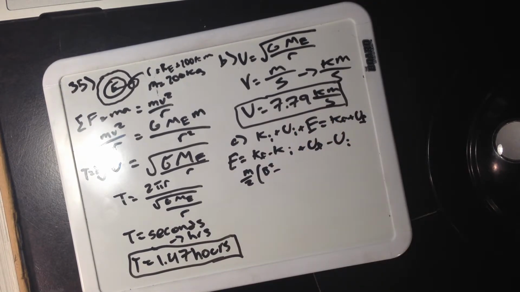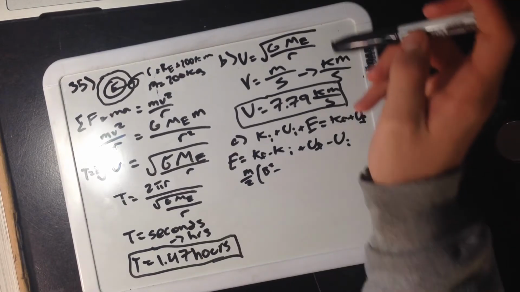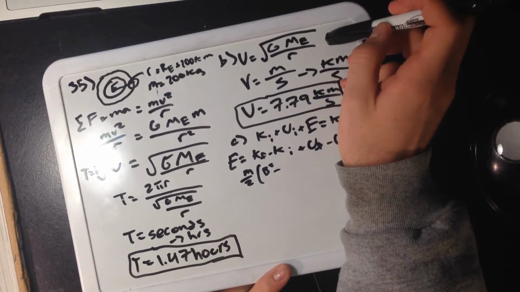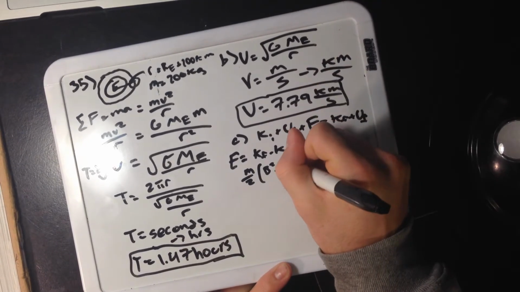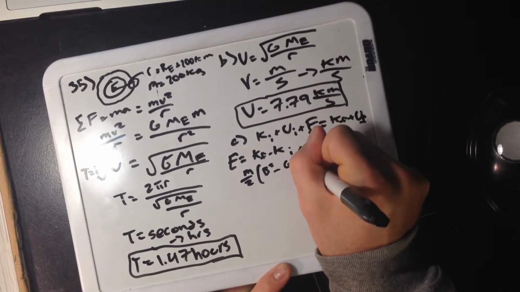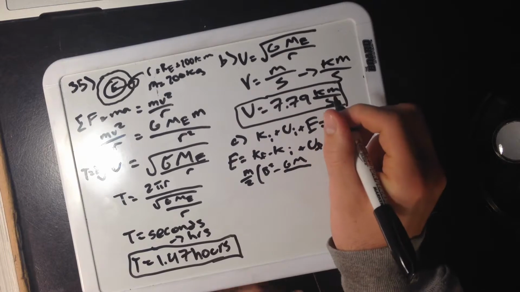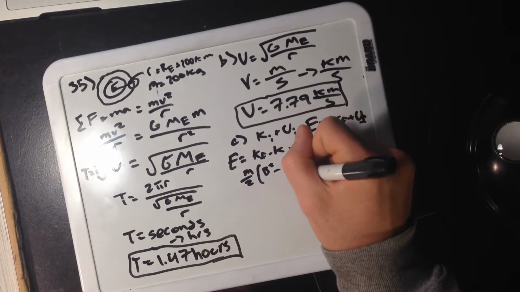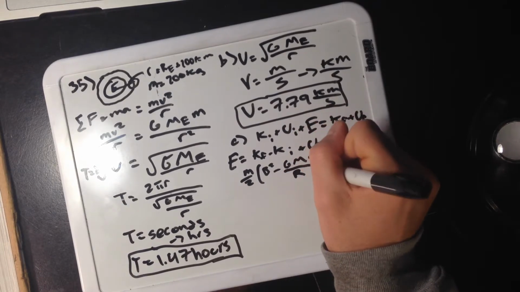which you also need to solve for. But it's basically just this equation. It's going to be squared, so it's going to be the constant G times the mass of the Earth over the radius of the Earth. So that's actually big R.